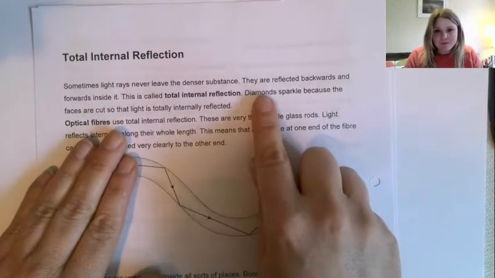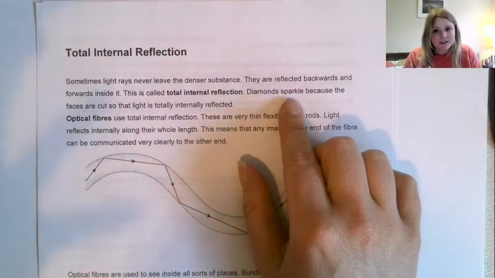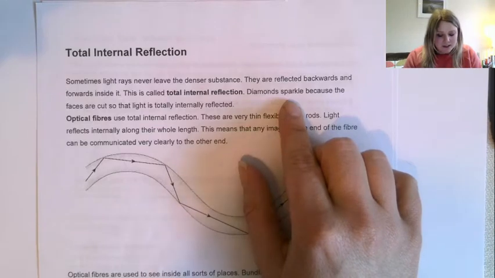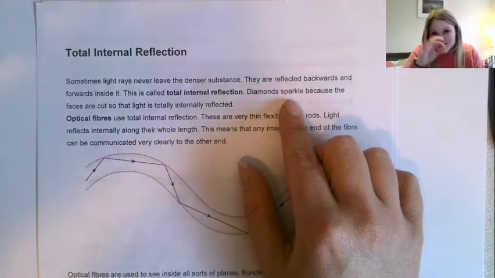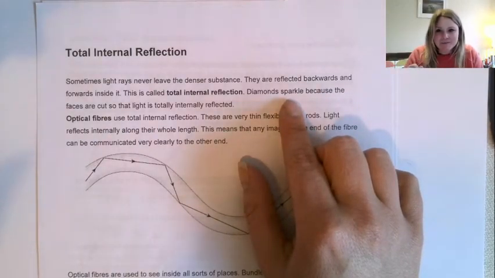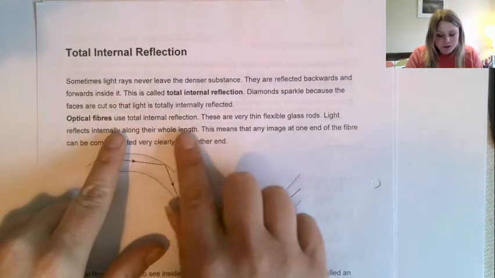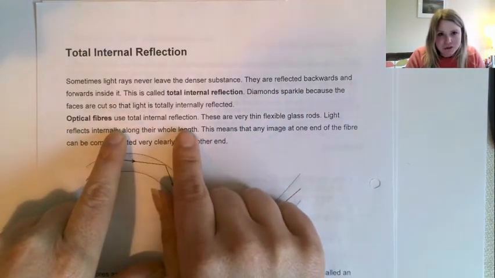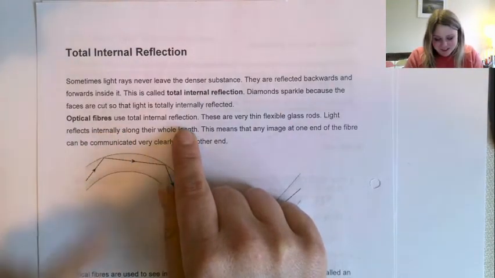Right. So diamonds sparkle because the faces are cut so that light is totally internally reflected. That's why diamonds sparkle, because the light just keeps on getting totally internally reflected. Optical fibers use total internal reflection, so we are all using a lot of optical fibers at the minute, with all the internet we're using right now.